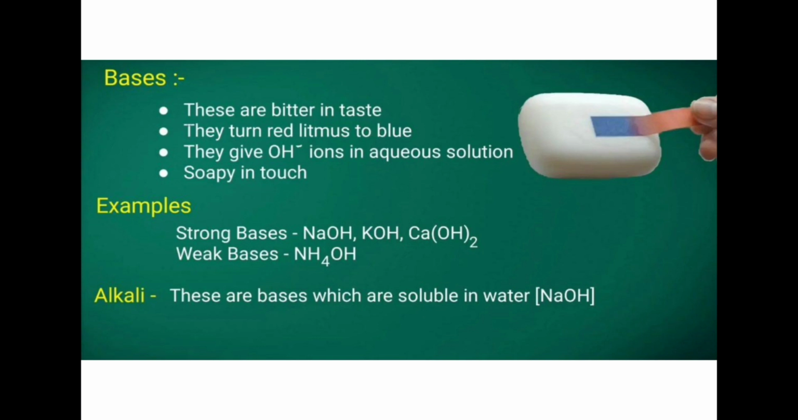First we studied about acids, now we are going to study the physical properties of the bases. Bases are bitter in taste, they will turn red litmus to blue, then they will produce hydroxide or OH minus ions in aqueous solutions. They are soapy to touch. Here are also examples of strong bases and weak bases. Sodium hydroxide, potassium hydroxide and calcium hydroxide are the strong bases, while ammonium hydroxide is the weak base.